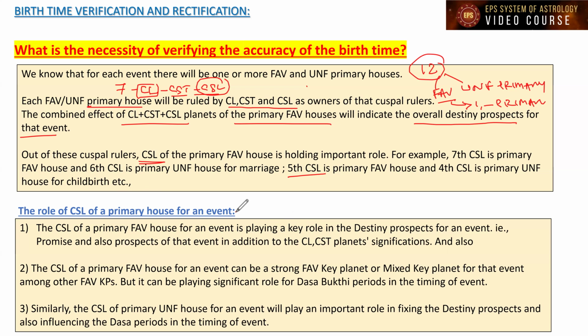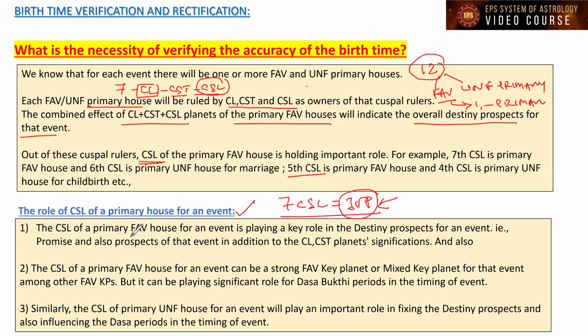What is the important role of the cuspal sublord of the primary favorable house? The cuspal sublord of a primary favorable house, for example, the seventh cuspal sublord, suppose it is Jupiter. To know the destiny prospects of the seventh house matters, we will have to check the seventh cuspal rulers: seventh lord, seventh star lord, and seventh sublord. Importantly, the seventh cuspal lord is the source, and the seventh cuspal sublord is the result. So we have to check the seventh cuspal sublord importantly.